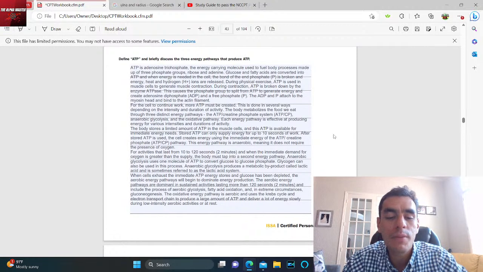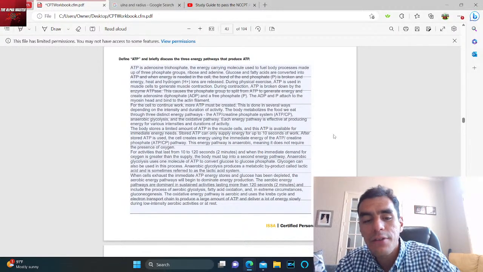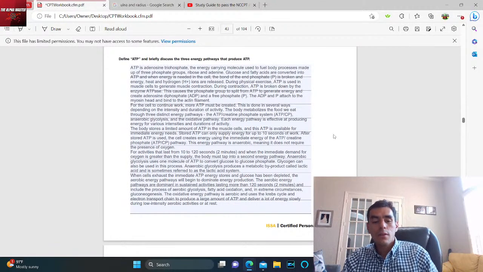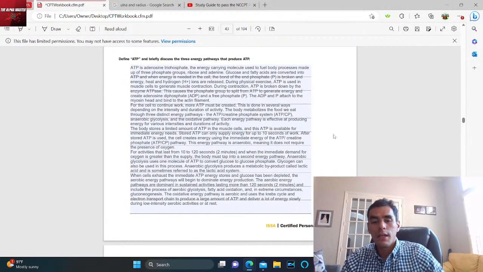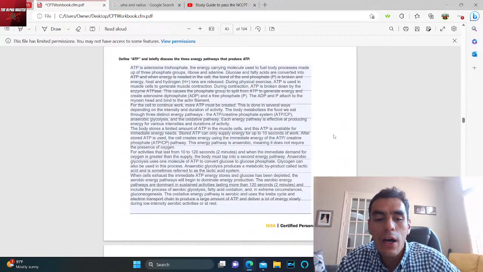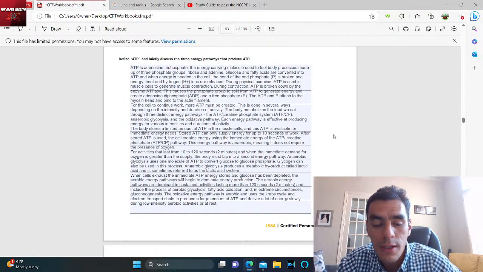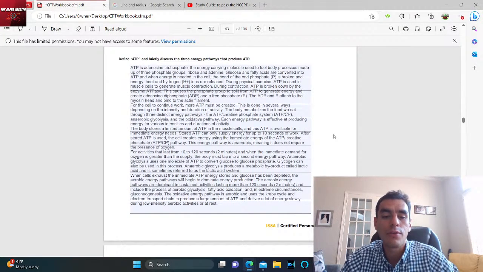The aerobic energy pathways are dominant in sustained activities lasting more than 120 seconds, or 2 minutes, and include the process of aerobic glycolysis, fatty acid oxidation, and in extreme circumstances, gluconeogenesis. The oxidative energy pathway is aerobic and uses the Krebs cycle and electron transport chain to produce a large amount of ATP and deliver a lot of energy slowly during low intensity aerobic activities or at rest.